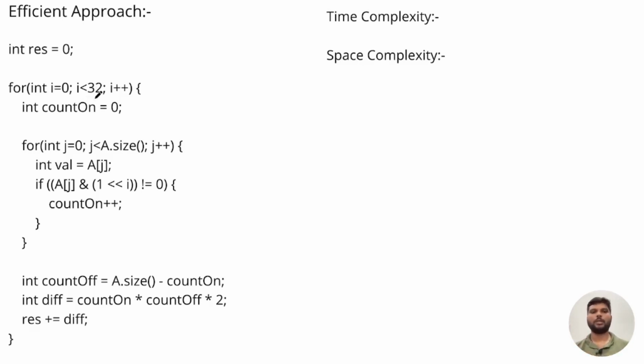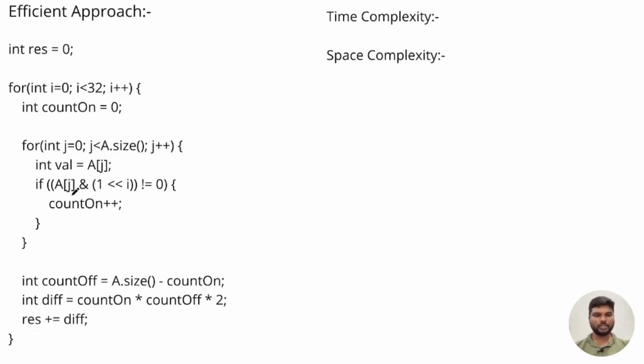Okay, after that we have initialized a variable called count_on. It will store the number of ones in the ith bit position for all the numbers. Okay, after that we have run a for loop which will go from 0 to size of the array. So we are considering each element in the array. Okay, after that we have just got that element into the val variable. So here is the interesting step. This will find out whether there is 1 or not in the ith bit for this element.